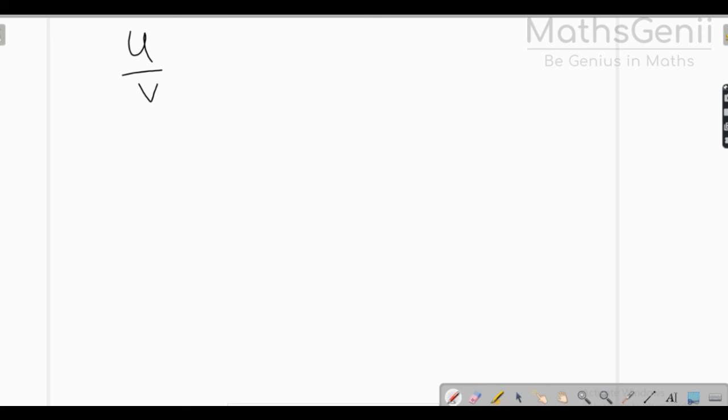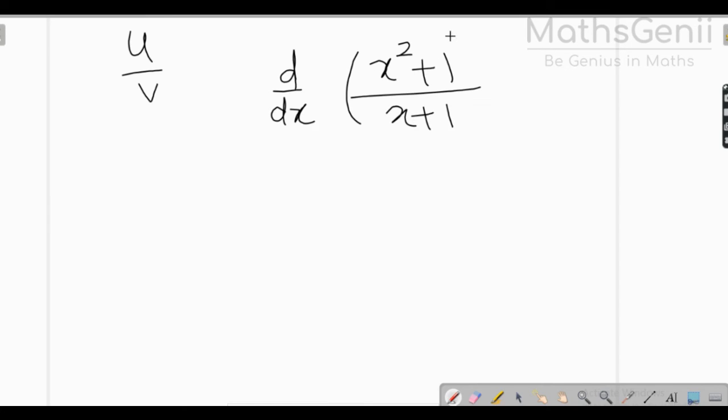So if you had d by dx of (x square plus 1) upon (x plus 1). So this is in x, so this is u and this is v. So you have u upon v. You will have to use the u upon v formula.